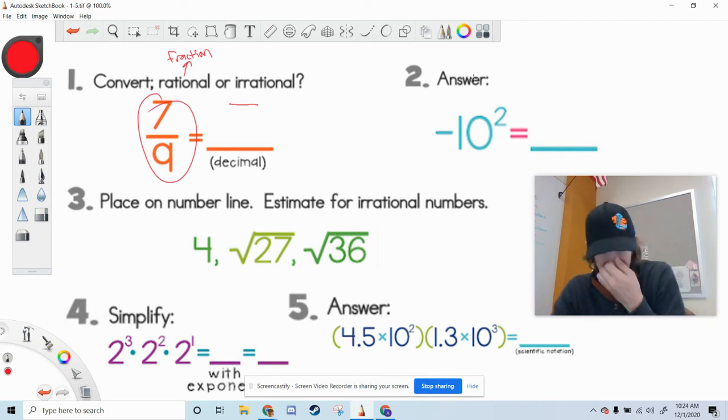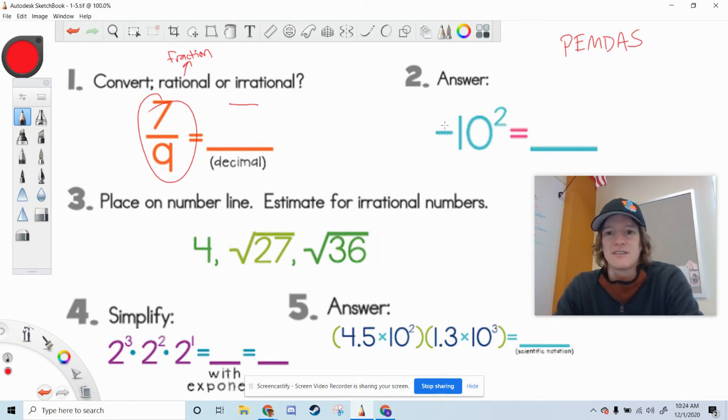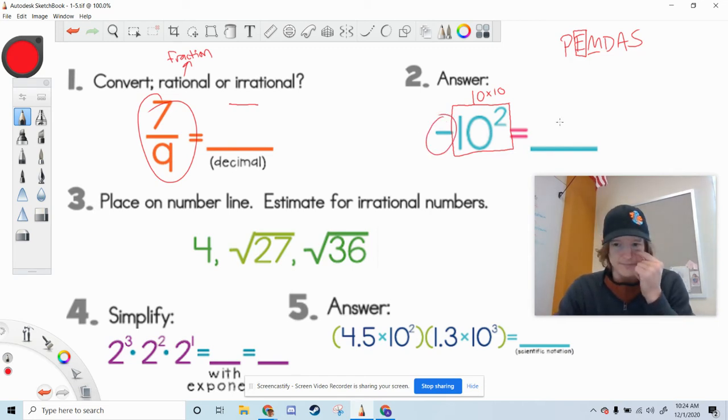Number 2, we need to answer, and I want you to use the order of operations. This minus sign is negative, and it's technically multiplication because this is -1 times whatever this is. With order of operations, exponents come before multiplication. So your answer should be whatever 10 to the second power is. Well, that's 10 times 10, 2 10s multiplied by each other. And then make sure you include a negative sign.